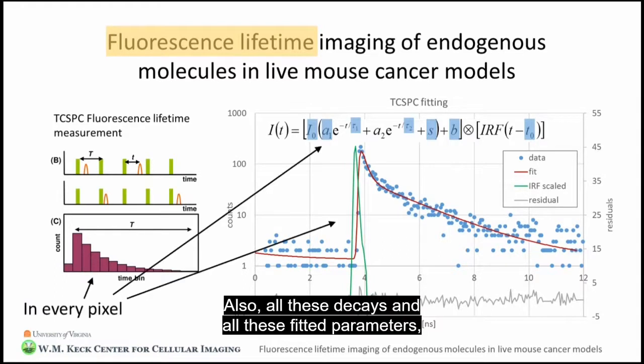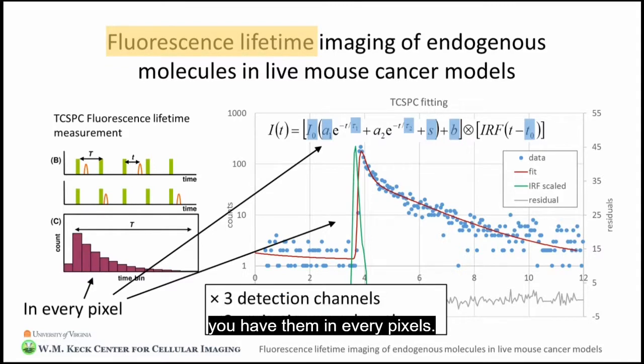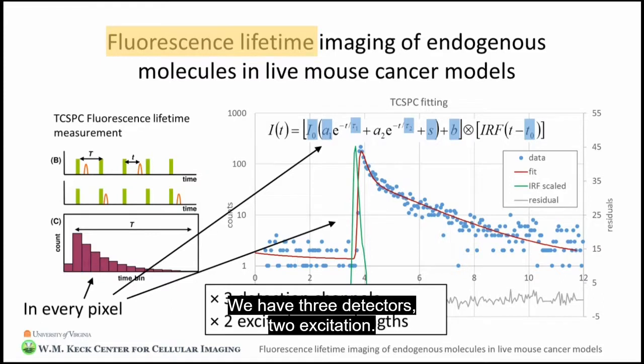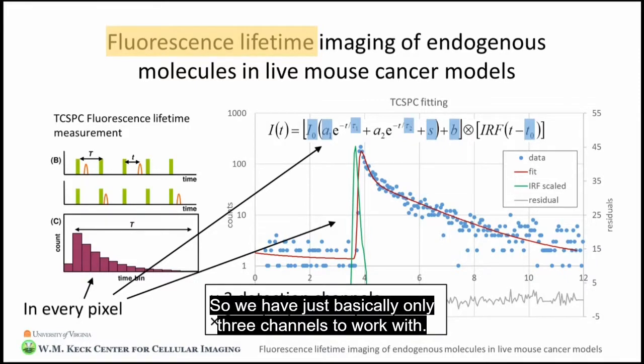All these decays and all these fitted parameters, you have them in every pixel. We have 3 detectors, 2 excitations, so you have a lot of data to work with. Of course, we are not using all 6 combinations here. We only used the meaningful ones so far, so we have basically only three channels to work with.